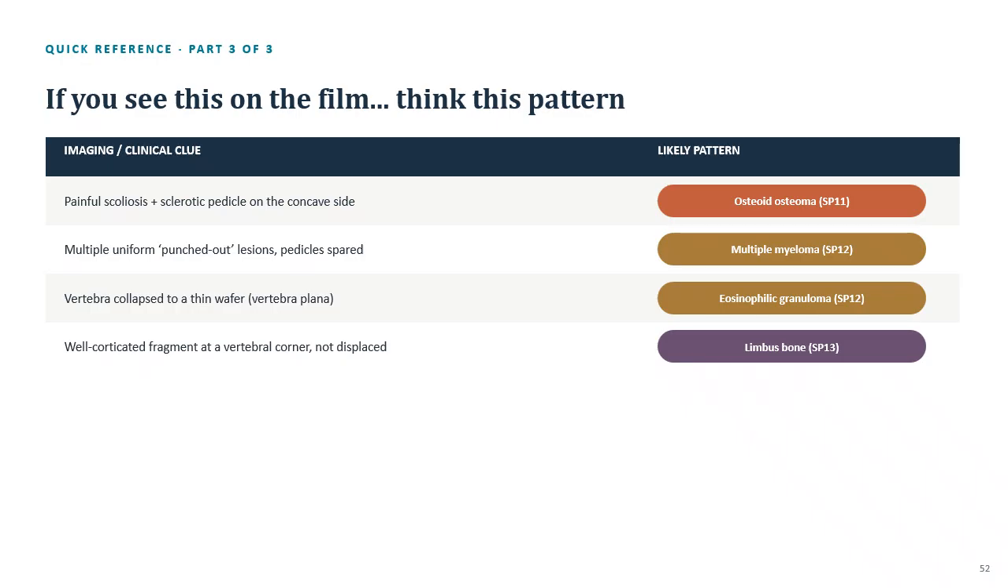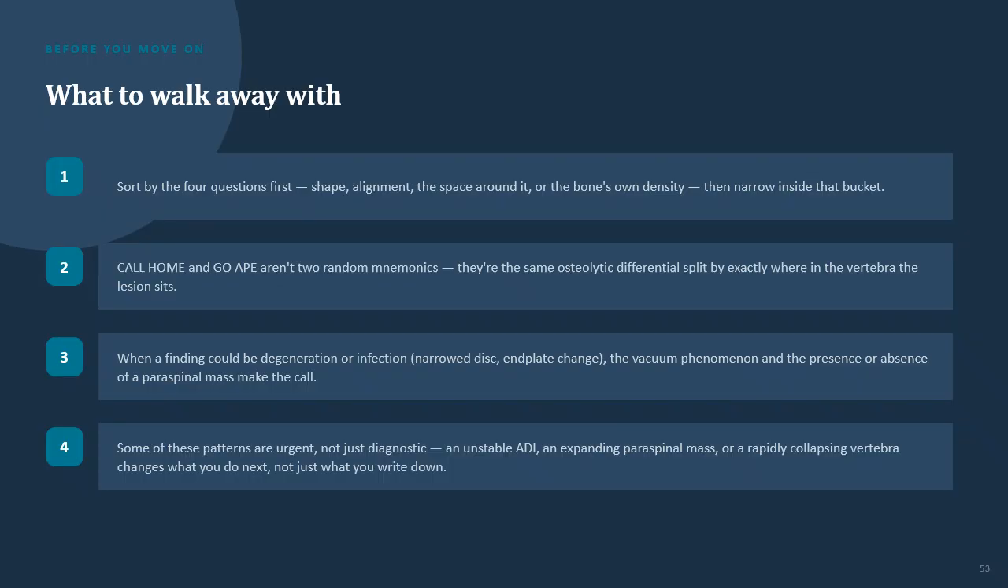So again, painful scoliosis is osteoid osteoma, or could lead us to that condition. Punched out lesions in the image, multiple myeloma. A pancake flat vertebrae appearance could lead them to the condition of eosinophilic granuloma. And if there's a fragment that's pulled out and is sitting near or adjacent to the vertebrae, they would consider limbus vertebrae. So now we are ending our spine pattern chapter.